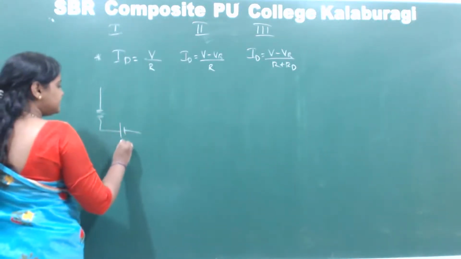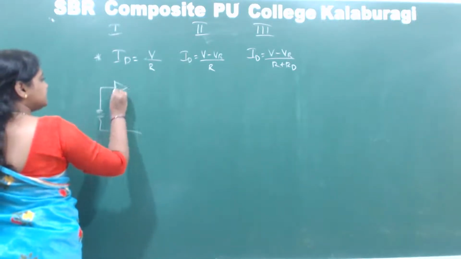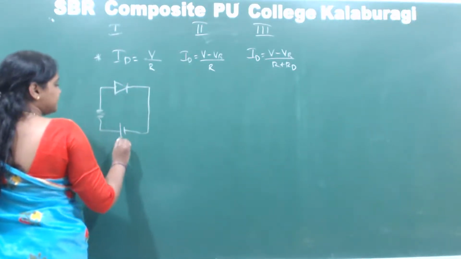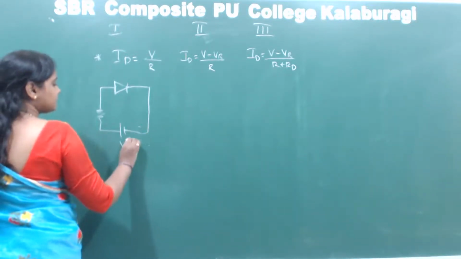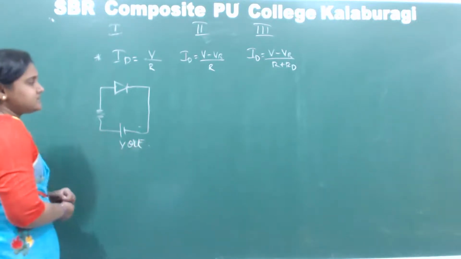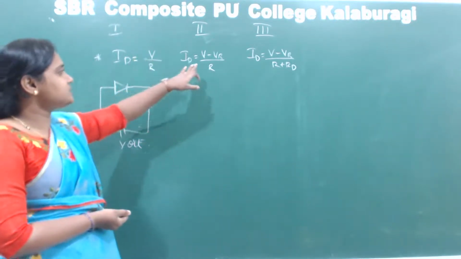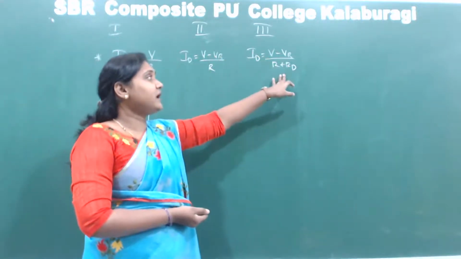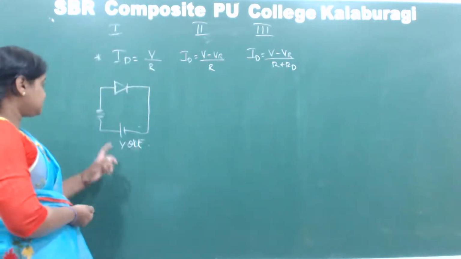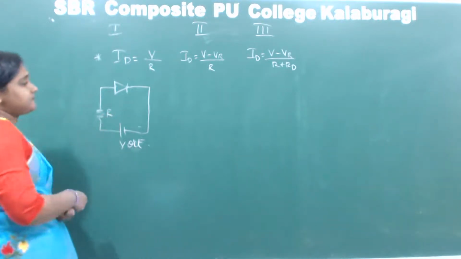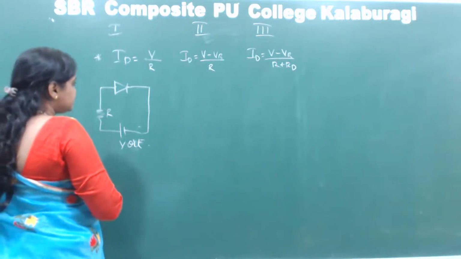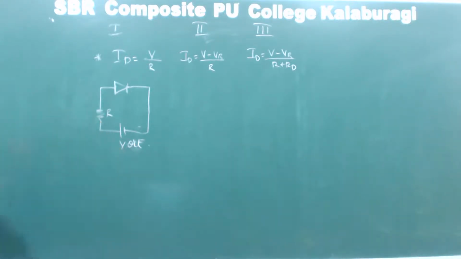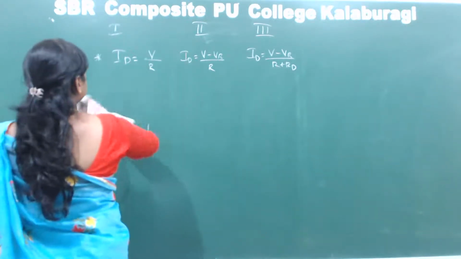This is the circuit we considered, and V here is the source voltage. This V can be considered as E also. So if we consider it as E, then it is going to be E by R, E minus VB by R, E minus VB by R plus RD. Okay. This resistance is R. So in each case, the first approximation, second approximation, and the third approximation, I am comparing them all together now.